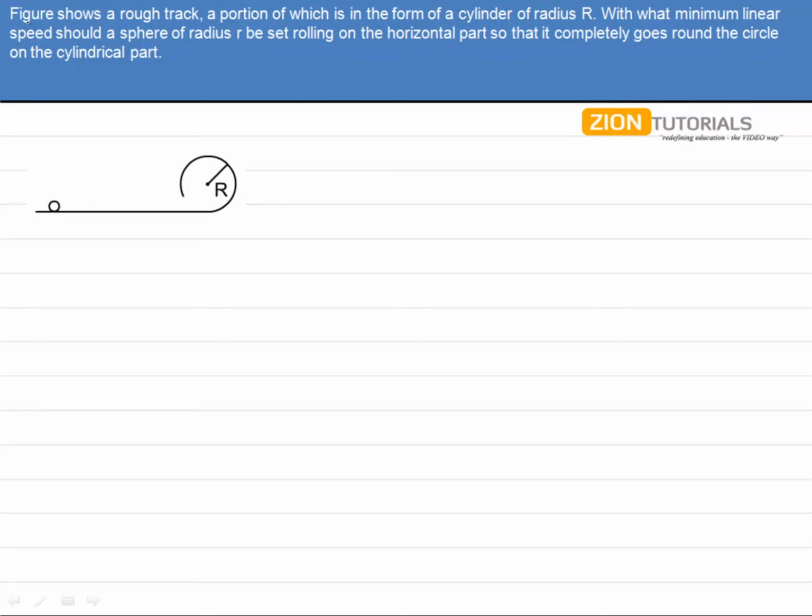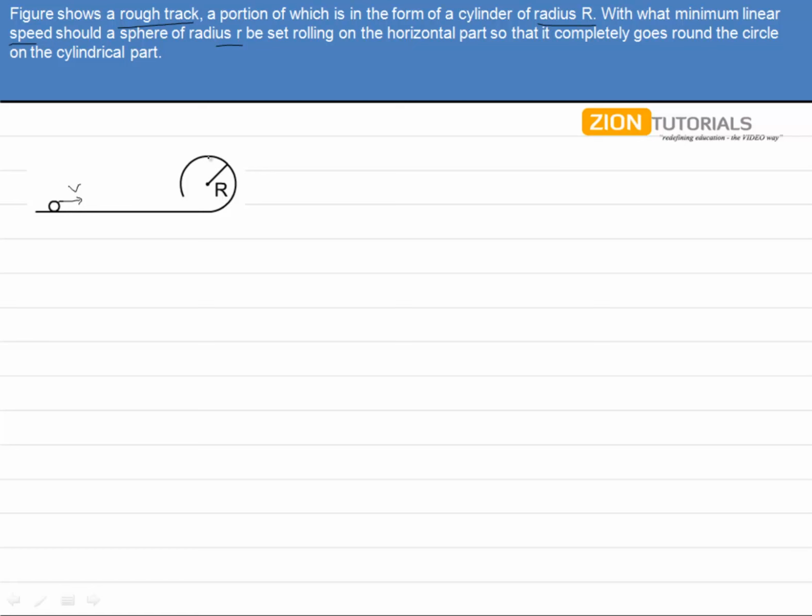As the question says, the figure shows a rough track, a portion of which is in the form of a cylinder of radius R. With what minimum linear speed should a sphere of radius r be set rolling on the horizontal part so that it completely goes round the circle on the cylindrical part? So we need to throw this ball with a velocity v so that it covers the whole of this circle.